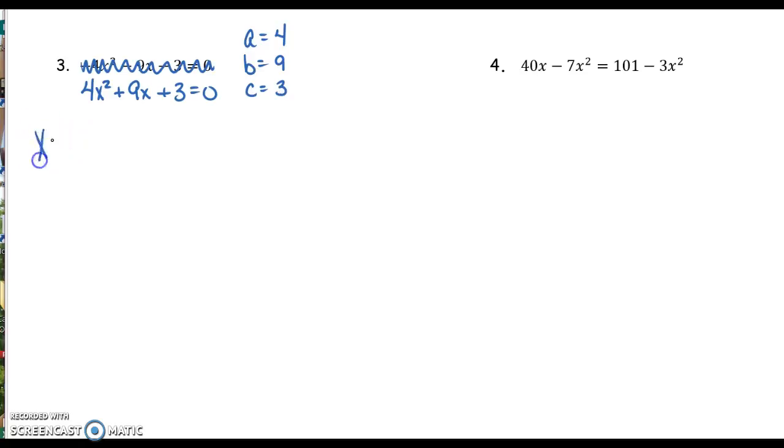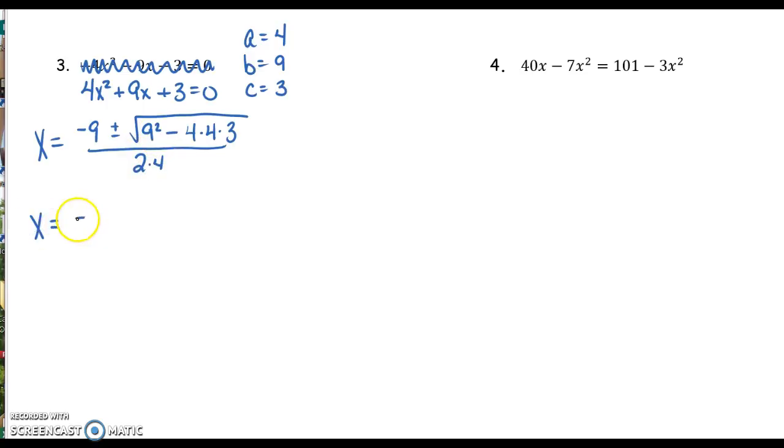So x equals the opposite of b, negative 9, plus or minus the square root of b squared, so 9 squared, minus 4 times a, which is 4, times c, which is 3, all over 2 times a, and remember our a value is 4. So -9 plus or minus the square root.